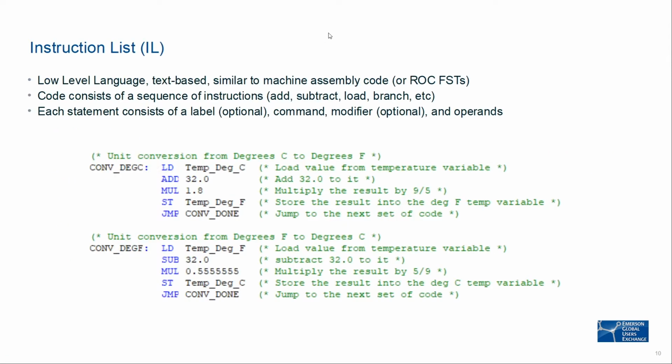So here's the simplest language, instruction list. And this is a pretty low-level language. It's text-based. And you can think of it as a pretty simple machine language where each line is an instruction, like load a value, add a value, multiply a value. And each line just interacts with the value given it and the line before it. So you can see, here's a quick code snippet from instruction list, where you can imagine you just run through, evaluating that single line as you go down.